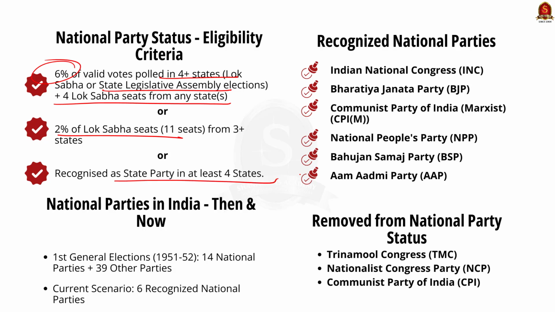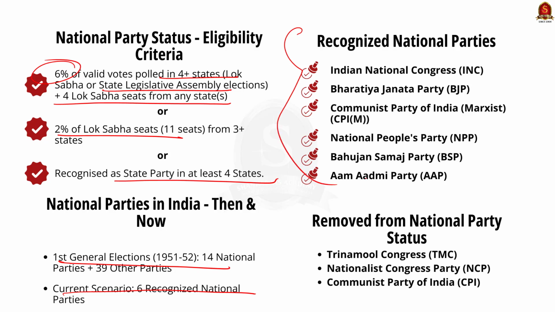Now let us see which parties are recognized as national parties in India over the period of time. See, in the first general elections of India, that is in 1951-52, India had 14 national parties. Slowly over a period of time, it got diluted and at present there are only 6 recognized national parties in India.